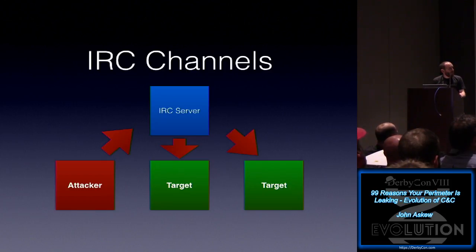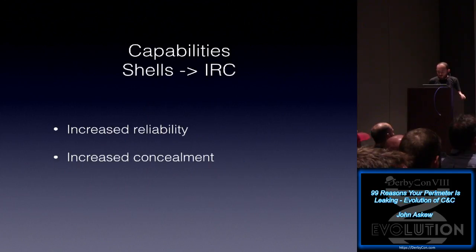So people started using IRC channels to send their command and control messages. And this is nice for a number of reasons. The way it works is your targets connect to an IRC server, they join a channel, and they listen for commands. And your attacker connects to that same channel, types the commands out, and those get broadcast to all of your targets, which then can execute the commands.